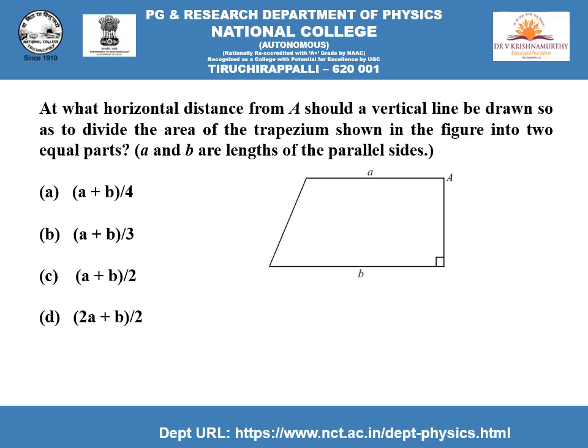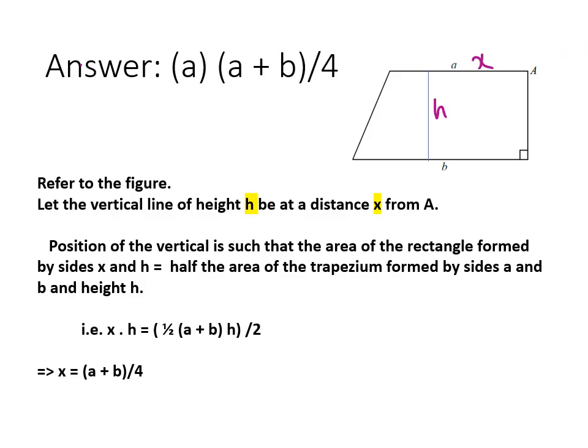The second one is on trapezium. At what horizontal distance from A should a vertical line be drawn so as to divide the area of the trapezium in the figure into two equal parts? Here A and B are given as the lengths of the parallel sides of the trapezium. Let us start the solution of the problem with this reference diagram.